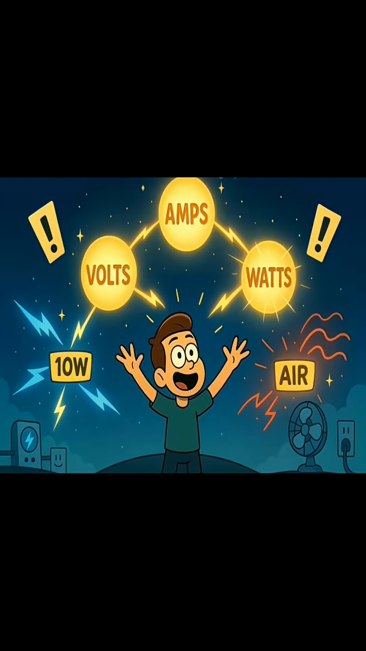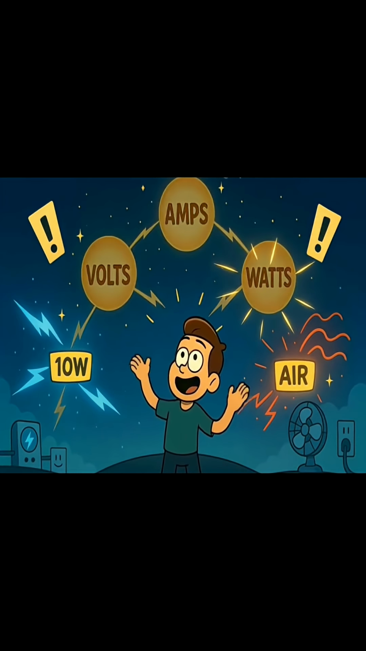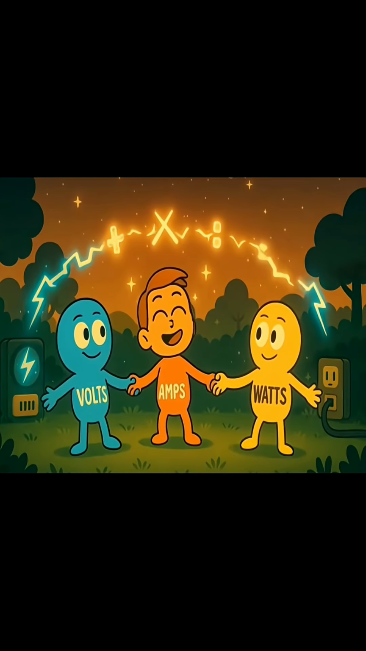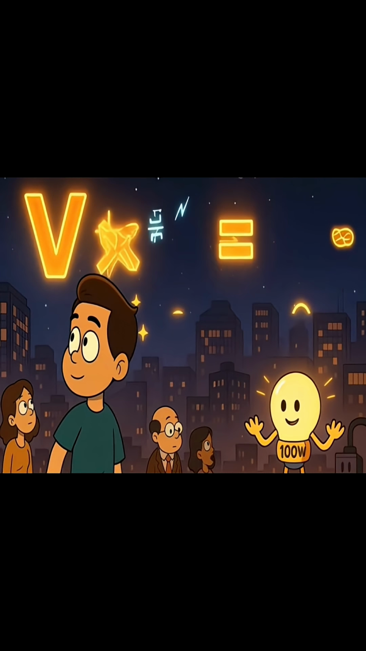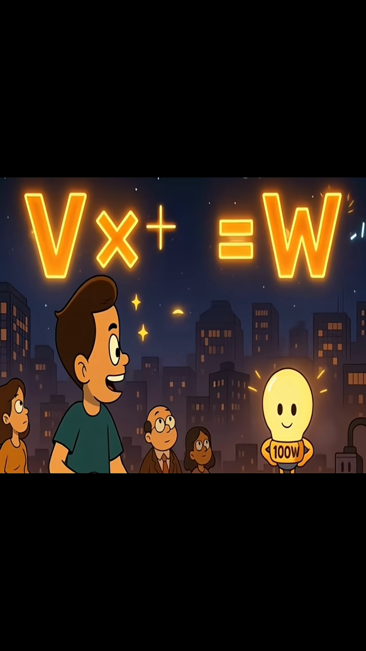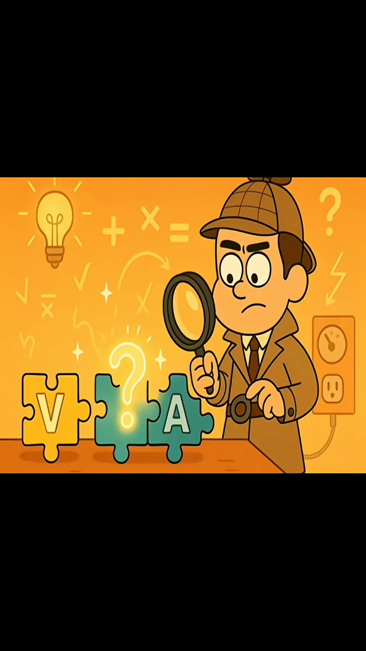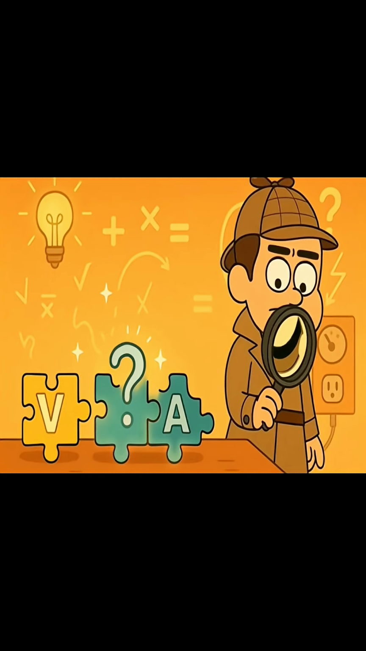Here's a really important thing to understand about the relationship between volts, amps, and watts. They're all connected by a simple math equation. Volts times amps equals watts, or as math people like to write it, V times A equals W. This means if you know any two of these numbers, you can figure out the third one.